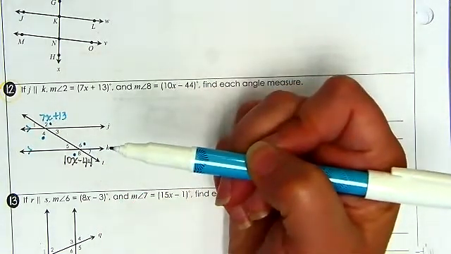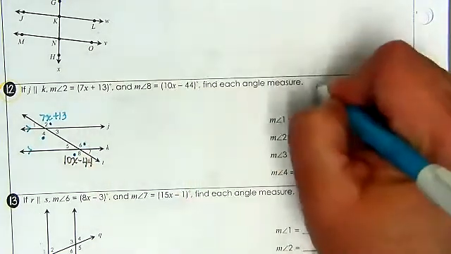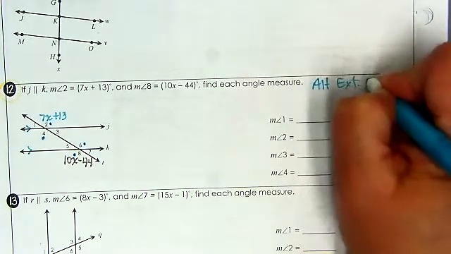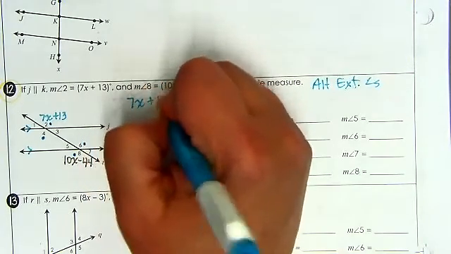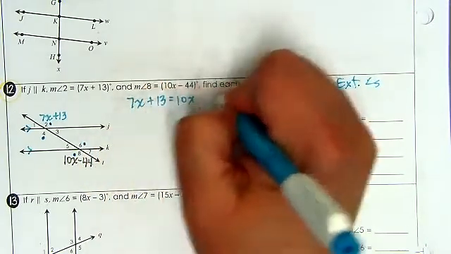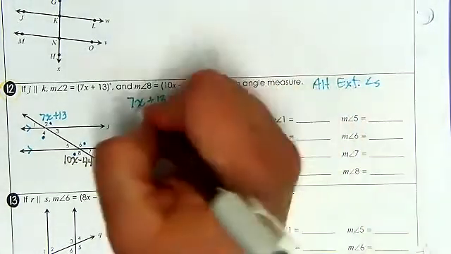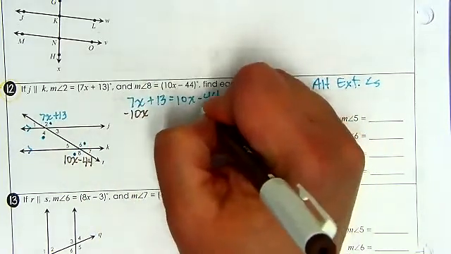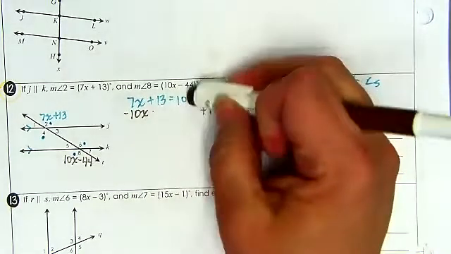And you need to do the zigzag. Because these are alternate exterior angles, I'm going to have 7x plus 13 equals 10x minus 44. Now I'm going to solve. I'm going to subtract 10x, and subtract 13.